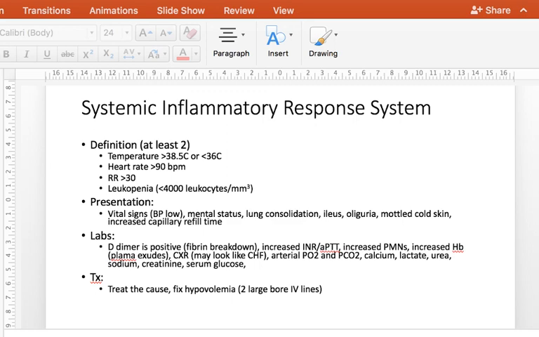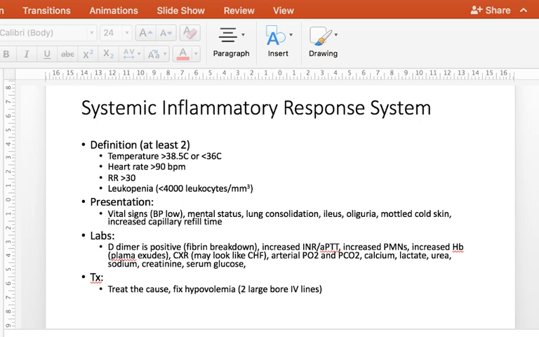On a chest x-ray, this may look very similar to congestive heart failure. Again, the difference is in congestive heart failure, they are normotensive. In SIRS, they are hypotensive. You also order arterial oxygen and carbon dioxide. You'll find that the oxygen will be low and the carbon dioxide will be high. Calcium may be high, lactate will be high, urea will be high, sodium will be high, creatinine will be high, and glucose will be high.